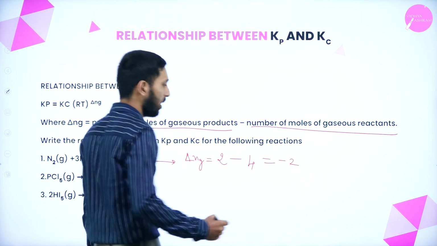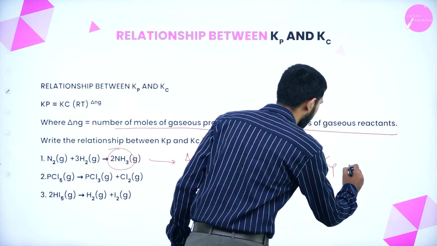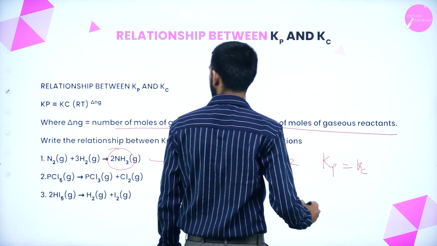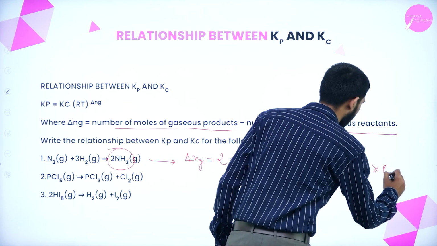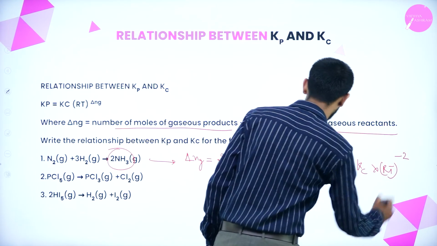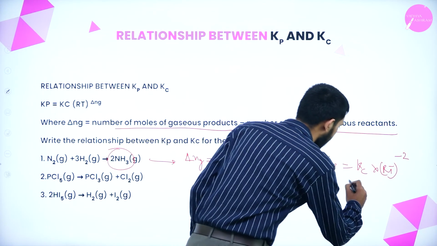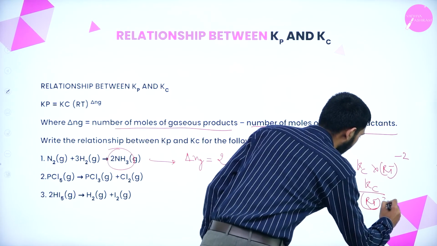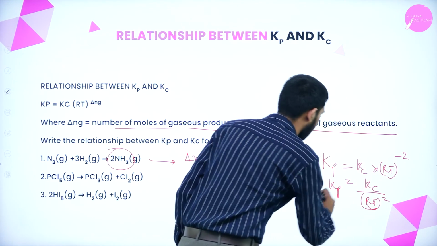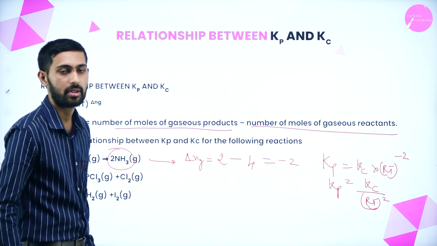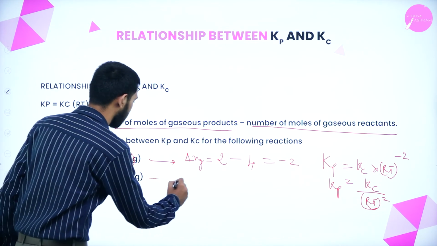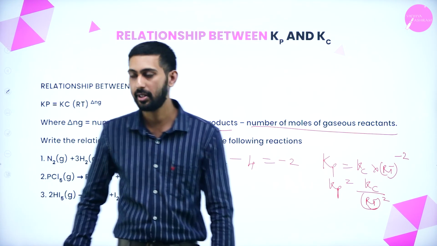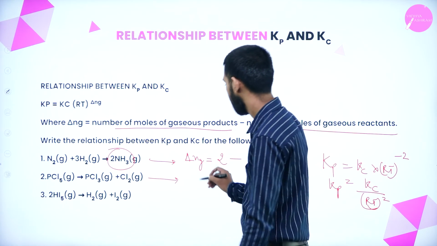So for ammonia, Kp is equal to Kc into RT to the power of minus 2. Otherwise, we can say Kc divided by RT squared. This is the relation for ammonia. Now let us calculate for phosphorus pentachloride. In reactants, delta Ng.